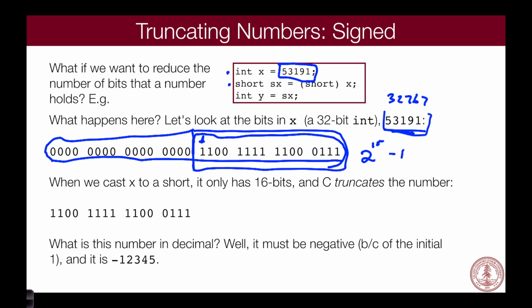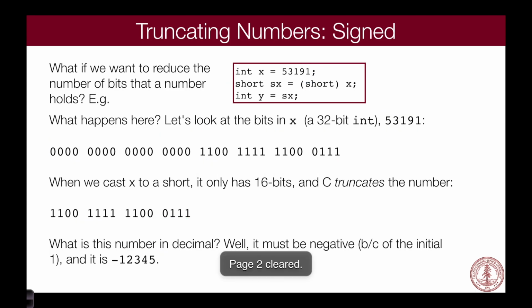So when we convert this number from a 32-bit int into a 16-bit short, we're going to lose that information. This is actually a form of overflow, as it turns out. We've tried to convert a number that's too big into a representation that can't fit it. So it turns it into a negative number, that negative 12345 that we saw before. Why? Because the highest bit is the sign, and the rest of this is the 2's complement notation for negative 12345. So that's a problem when you're trying to do truncation.